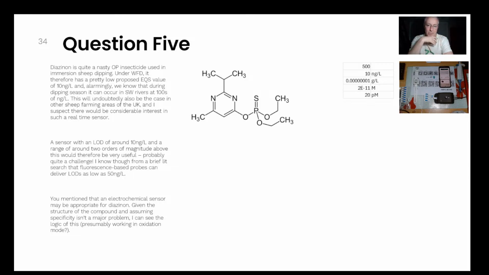But 20 picomolar may be on the edge of things. They may actually have to add some molecules or some materials or catalytic materials to make this sensor more sensitive, or make an electrode rather more sensitive. So we can do some back of the envelope.